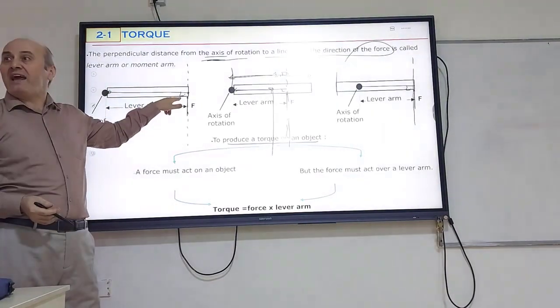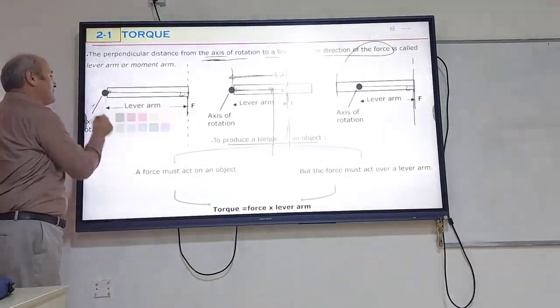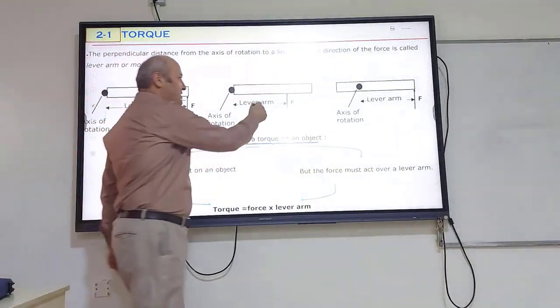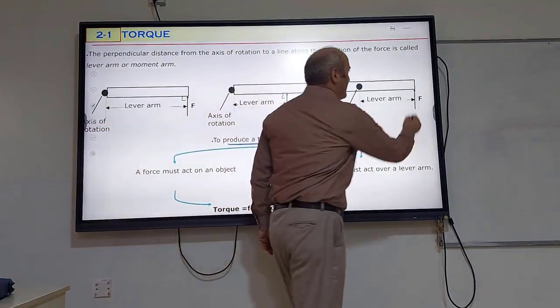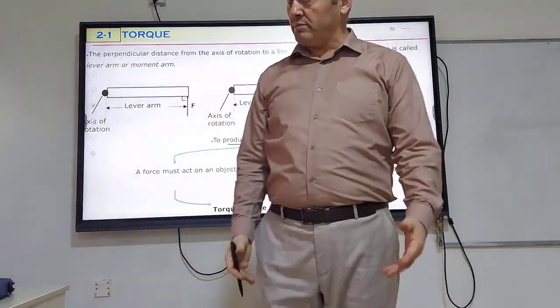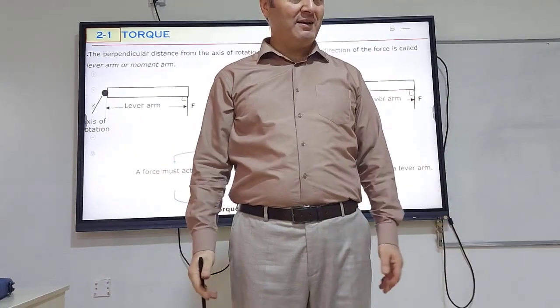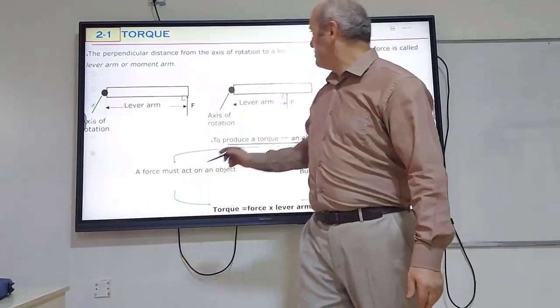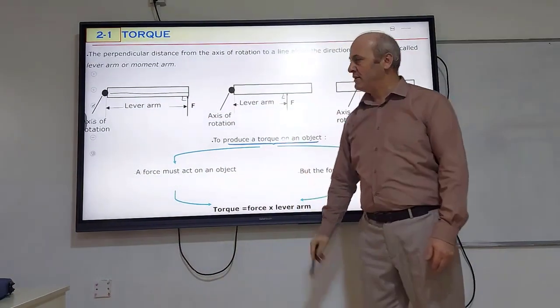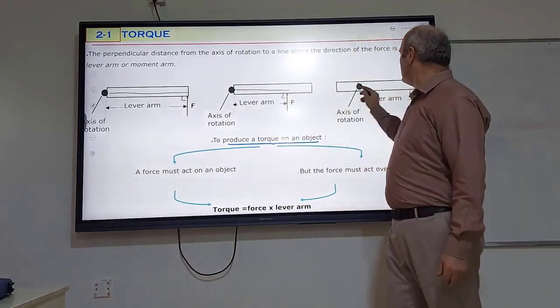But these forces are acting on the object perpendicularly. Look at that. This angle is 90. This angle, 90. That angle, 90. If it is acting on the object perpendicularly, the lever arm is easy. Easy to draw. Draw a line from the axis of rotation until where the force acts. This is the lever arm.